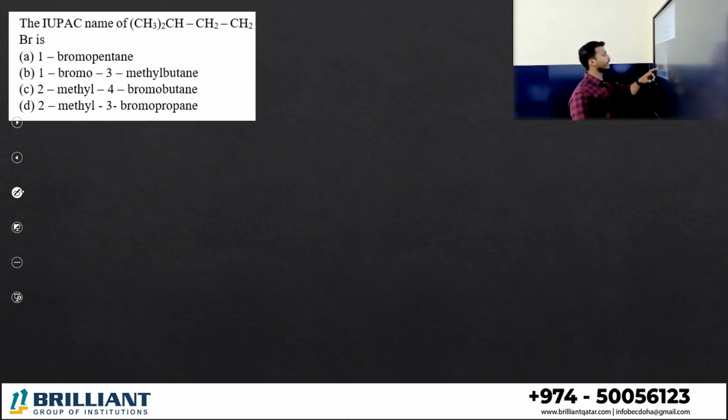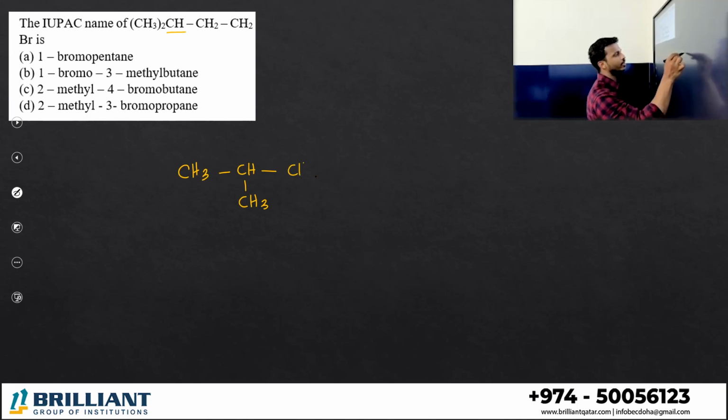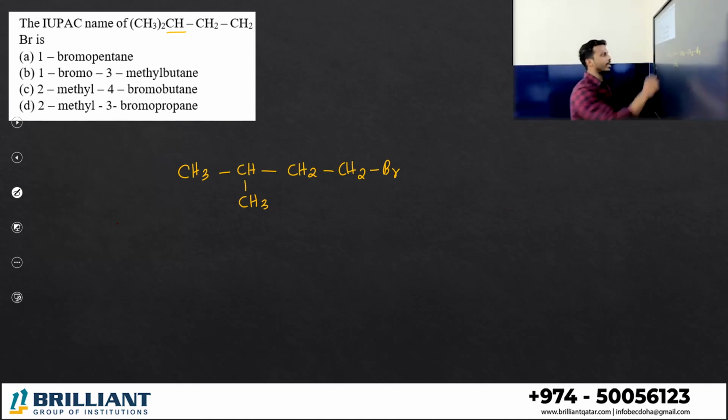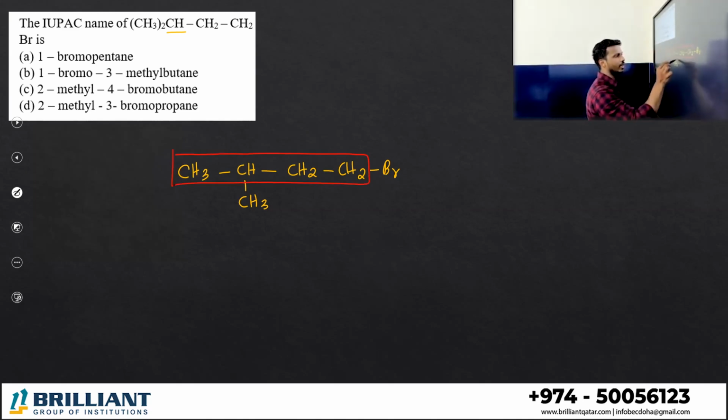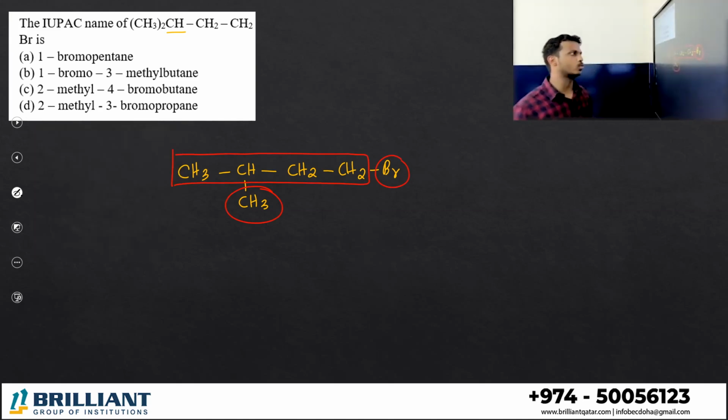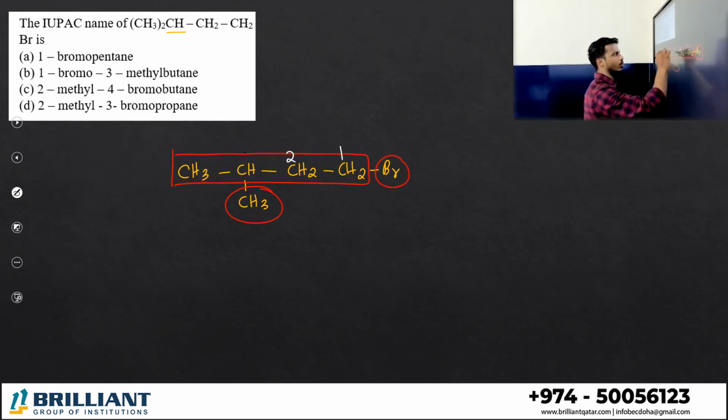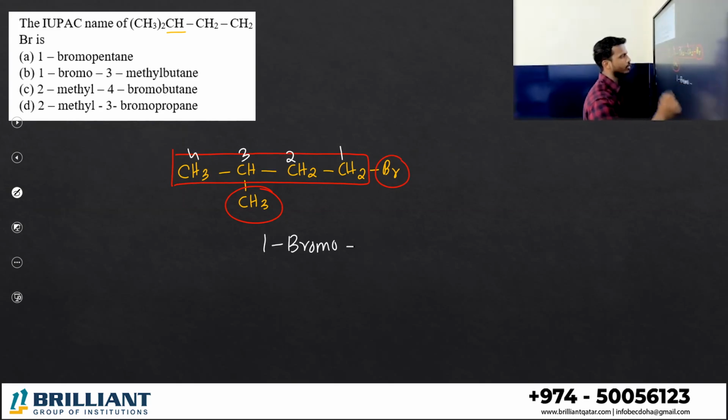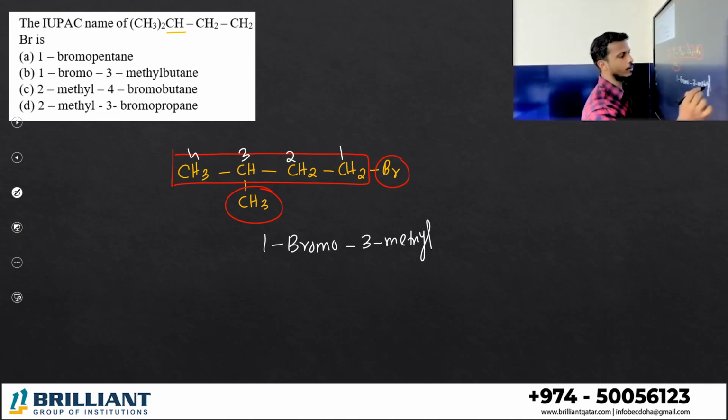Next, what is the IUPAC name of this given compound? CH3 twice on CH, so on the CH carbon there are 2 CH3, then CH2, then CH2, then Br. Simple. Select the longest chain. You can take this as the longest chain. Methyl is there, bromine is there. Bromine has the highest priority among these, so let's give it the lowest number. 1, 2, 3, 4. First position bromine, therefore 1-bromo. Third position methyl, therefore 3-methyl. And we have butane.